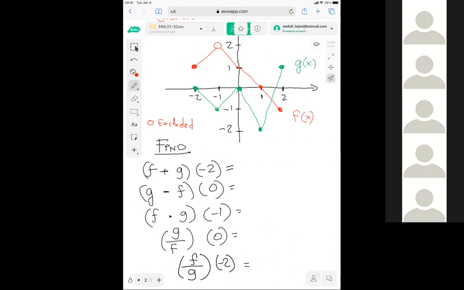Also, guys, the order of the functions is really important. So when you see g minus f, that's g first, and then minus f.